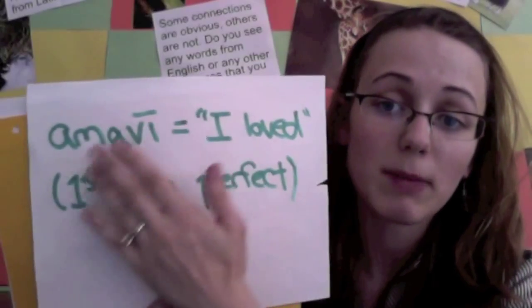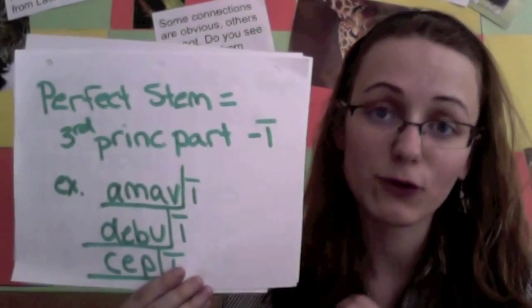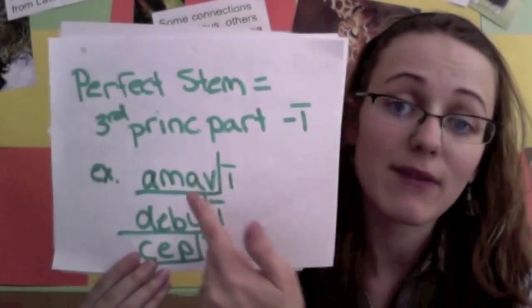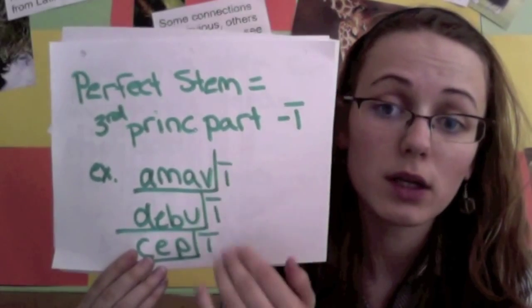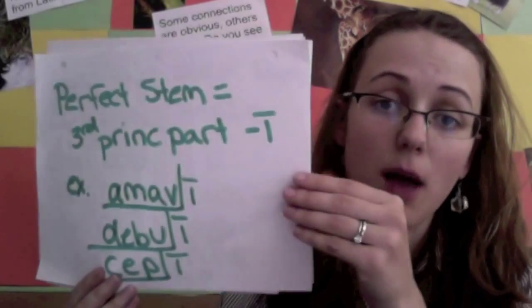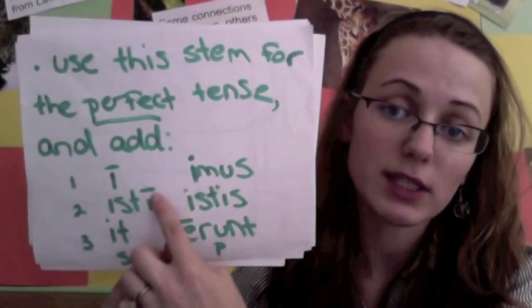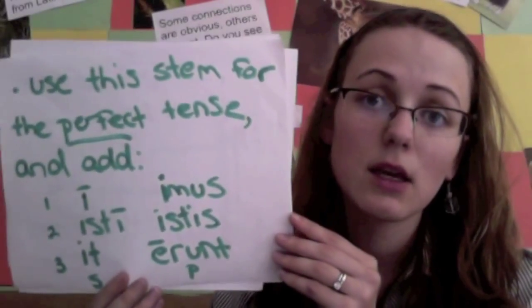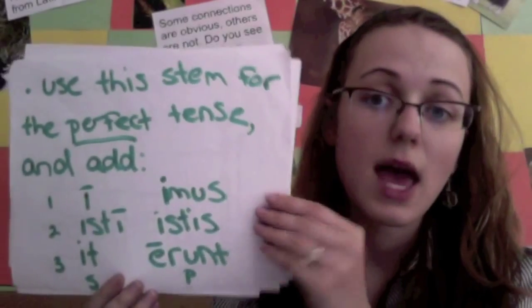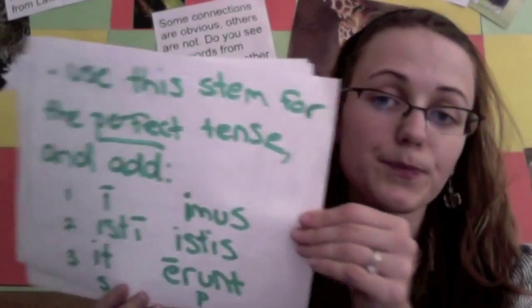Instead, we continued to talk about this particular principal part by talking about the perfect tense. We discussed how you form what is known as the perfect stem by just removing the i from the third principal part. So we would have, as examples, amav, debu, and cep. And those are what you would add the perfect tense endings to, which are as follows. So you just want to double check that you got these in your notes. I, isti, it, imus, istis, and erunt. And again, it just works like I, you, he, she, it, etc., like any other verb tense.